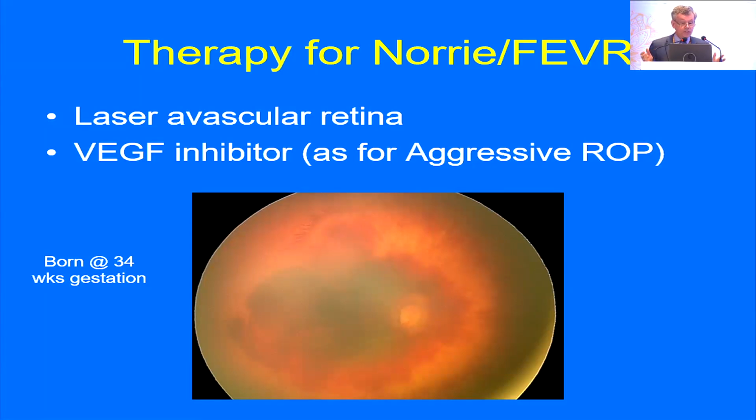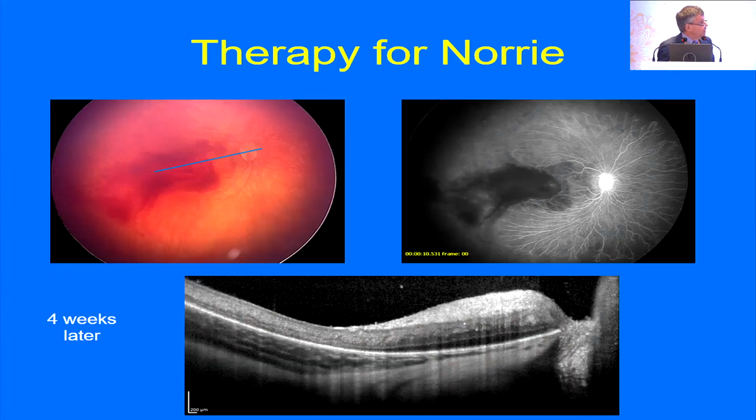So in this condition, this child was born at 34 weeks, and you really couldn't see much of the posterior pole because of extensive hemorrhage, but the peripheral retina did not appear to be vascularized. It was a very low quality fluorescein angiogram we got because of the hemorrhage, but there were no retinal vessels beyond where the hemorrhage was. So this child was treated with bevacizumab, a VEGF inhibitor, and 4 weeks later, this is what we saw.